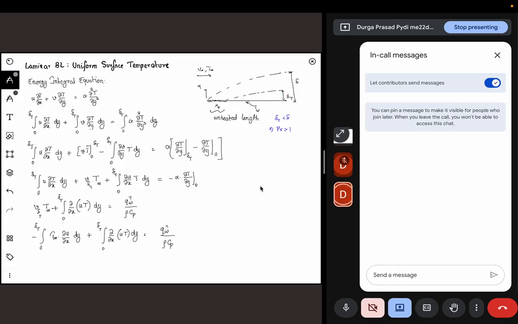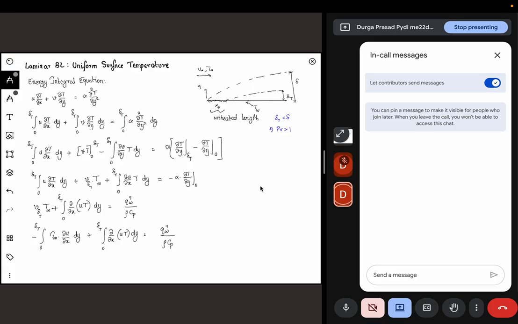The same steps will follow. We'll again integrate, but previously we integrated from 0 to delta, and now we'll be integrating from 0 to delta t. This is because beyond this, the temperature is constant. So del T del y, del square T del y square, all of these quantities will become 0. So there is no point in integrating beyond delta t. We'll only integrate up to delta t.